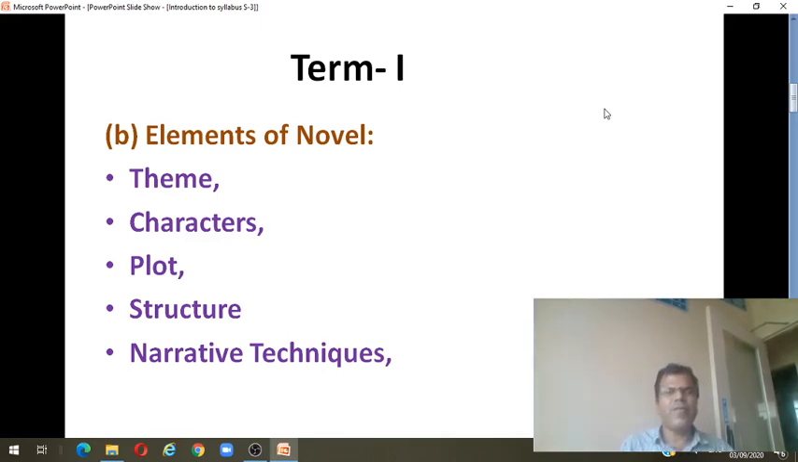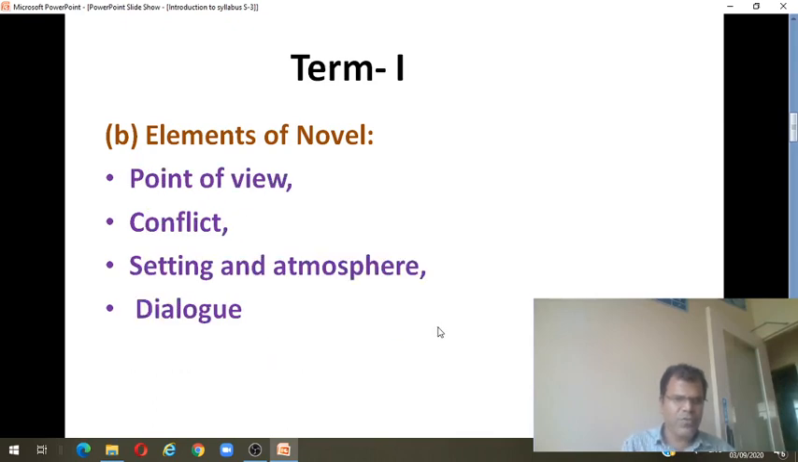After the history of novel and its definition, we will deal with the elements of novel. In the elements of novel, we are going to study theme, characters, plot, structure, narrative techniques, point of view, conflict, setting and atmosphere, as well as dialogue.